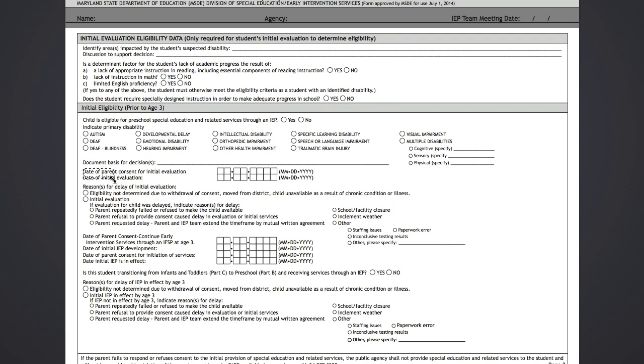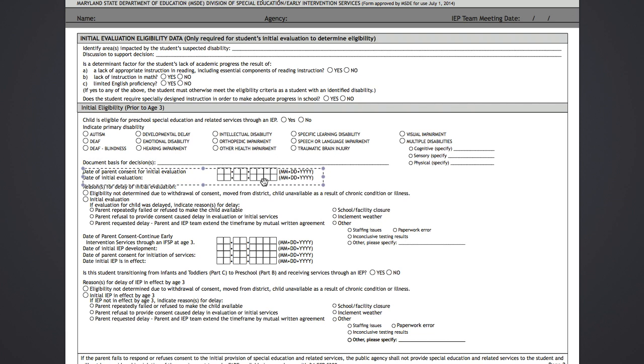Moving down this page, you'll see a location to enter the date of parental consent for initial evaluation. Remember that the IEP team has 60 days from the time of parental consent to the time where they review the evaluation with the IEP team. And so you'll see here in this first box the line to indicate the date of parental consent, and then the line below. So ideally we would see not more than 60 calendar days in between those two dates.